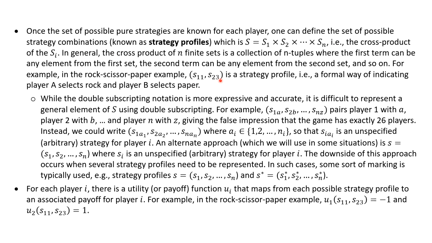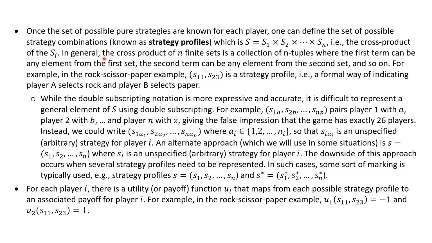We have a couple more characteristics of normal form on this slide here. Once a set of pure strategies are known for each player, one can define the set of possible strategy combinations, known as strategy profiles, which is the set S equals the cross product of each of the possible strategies for player 1, player 2, all the way up to player N. And this is basic set theory.